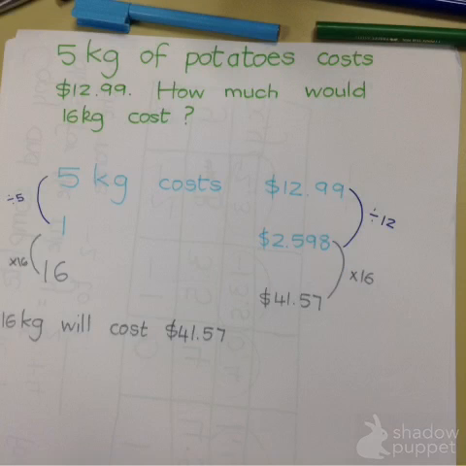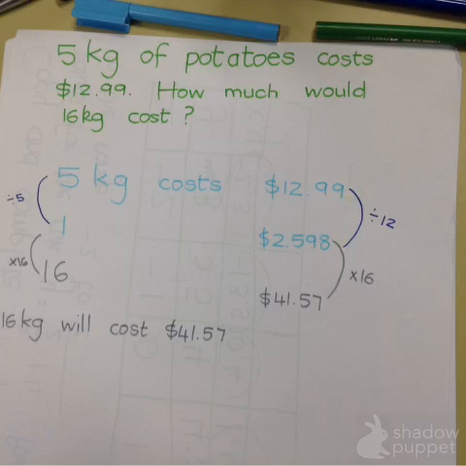5 kilograms of potatoes cost $12.99. How much would 16 kilograms cost? So write down what you know. 5 kilograms costs $12.99. Now we want to know, what is 1 kilogram? Okay, 1 kilogram, so what did we do to that? We divided that by 5, so we divide that by 5. I don't know why I wrote 12 there, that should be a 5. We divide by 5, and we get 2.598. So 1 kilogram costs us 2.598.